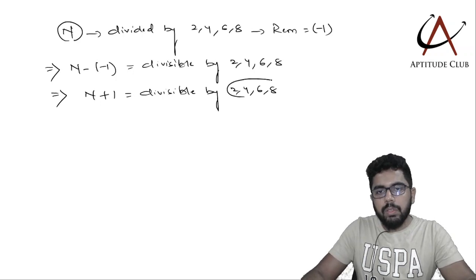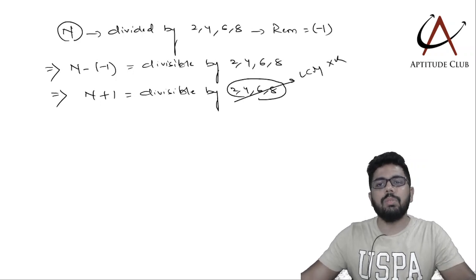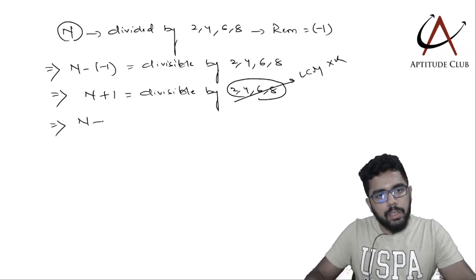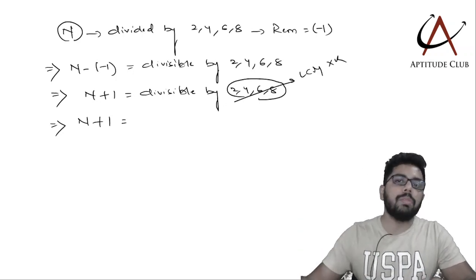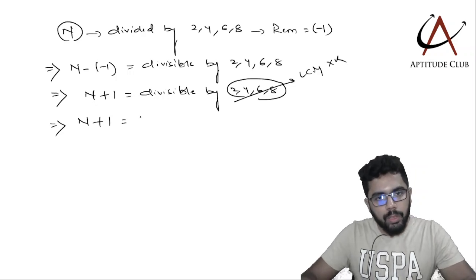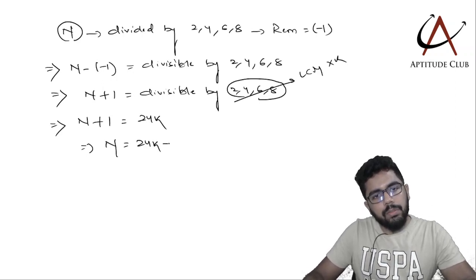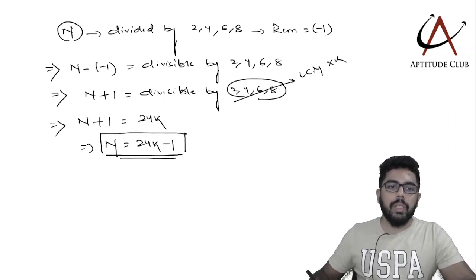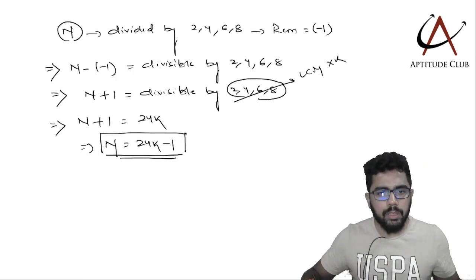Now what kind of a number is divisible by 2, 4, 6 and 8? Their LCM or any multiple of LCM. So LCM into K. K indicates any multiple of LCM. So what is the LCM of 2, 4, 6 and 8? The LCM should be 24. Now 24 is divisible by 2, 4, 6 and 8, and not just 24, any multiple of 24 will also be divisible by that. So I can write this is 24k. That means n should be of the form 24k minus 1.